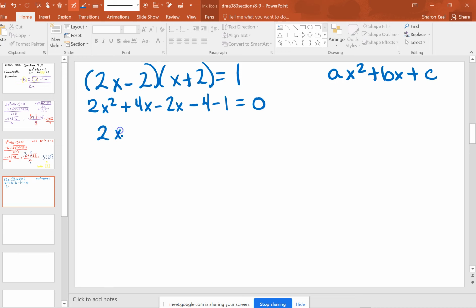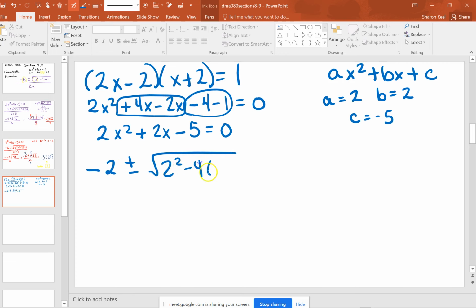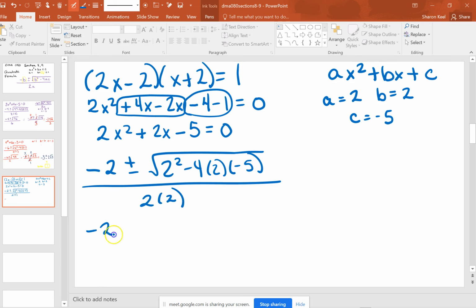So now we have 2x squared. These two terms combine and give me a positive 2x. These two terms combine and give me minus 5 equals 0. So now I can identify my A as a 2, my B is a 2, and my C is a negative 5. So we have the opposite of 2 plus or minus the square root of 2 squared minus 4 times 2 times negative 5. Everything is over 2 times A. So negative 2, 2 times 2 is 4.